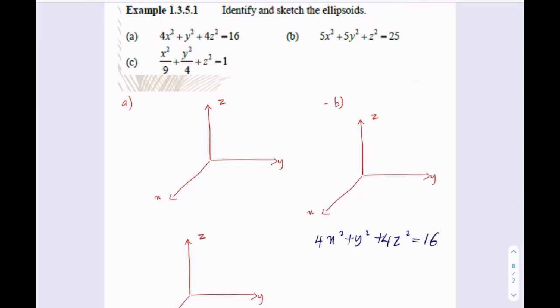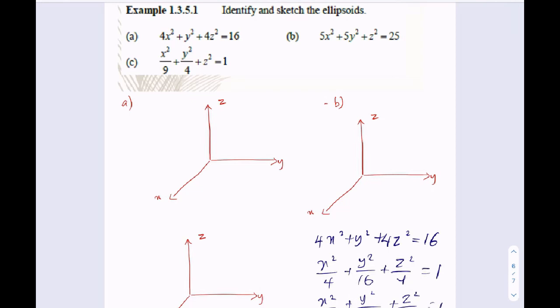Okay, first step, we have to divide everything by 16. Why 16? Because we must make sure the number over here equals 1. So we divide by the number itself. So it becomes x squared divided by 4, y squared divided by 16, z squared divided by 4 equals 1. We can see that it is x squared, 2 squared, y squared, 4 squared, z squared, 2 squared equals 1.